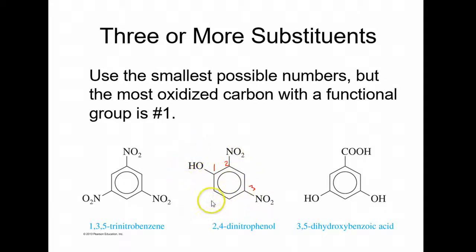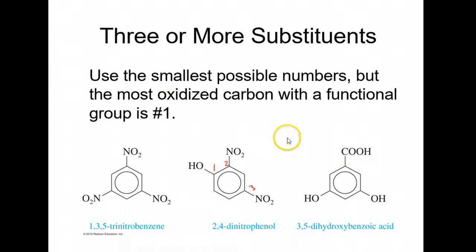That's our parent, so it's a phenol, and the lowest numbering would be 1, 2, 3. So it's 2,4-dinitrophenol. This one's kind of obvious. 1,3,5-trinitrobenzene.